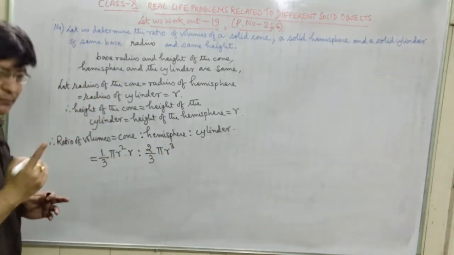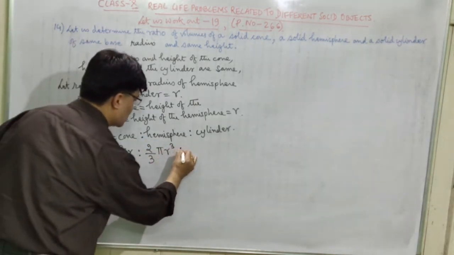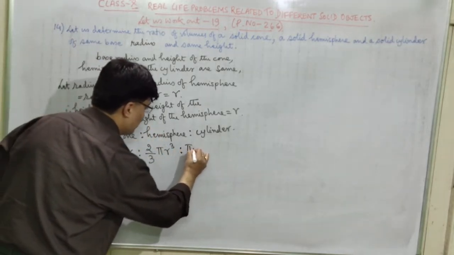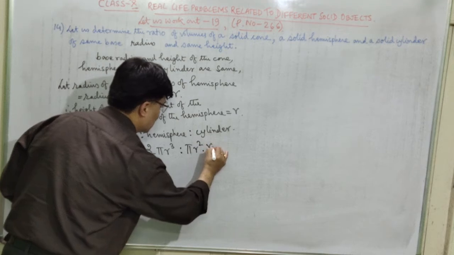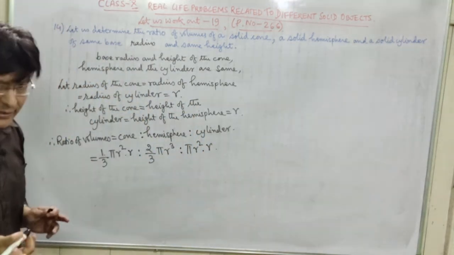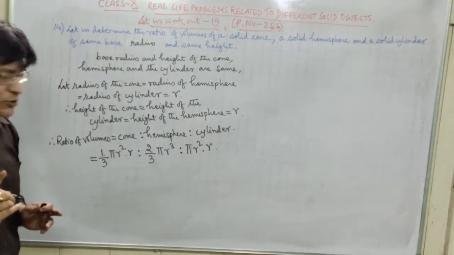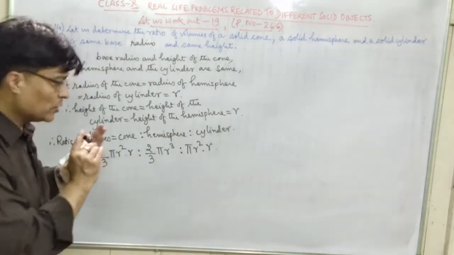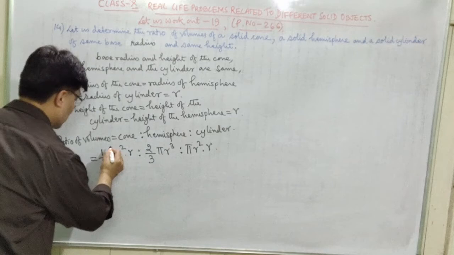It is 2/3 pi r cube. Is to, what is the volume of the cylinder? Pi r square h, isn't it? So it is pi r square. What is h here? H is also r. I think you have understood it. So in case of ratio, you can cancel the similar terms here.